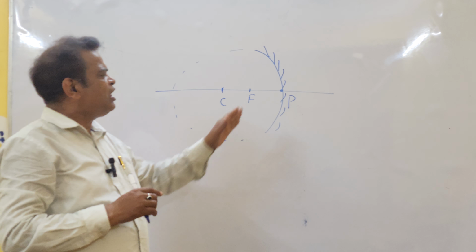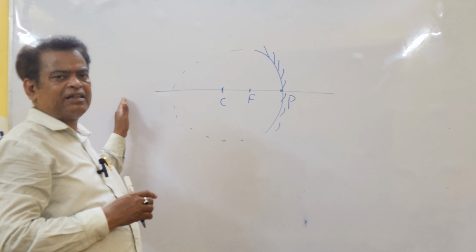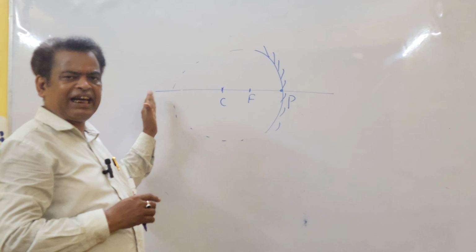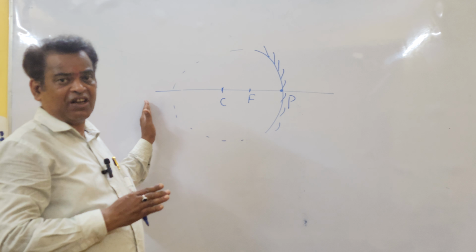And number 3, the distances measured towards left are taken as negative as per the coordinate system.